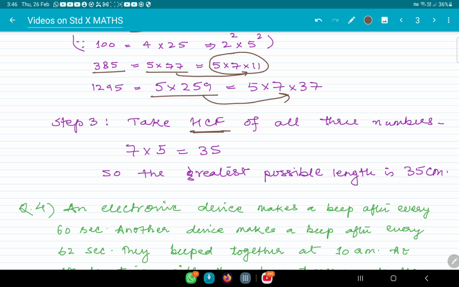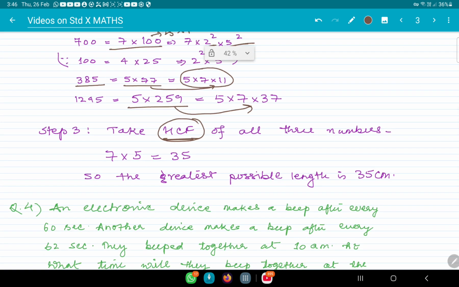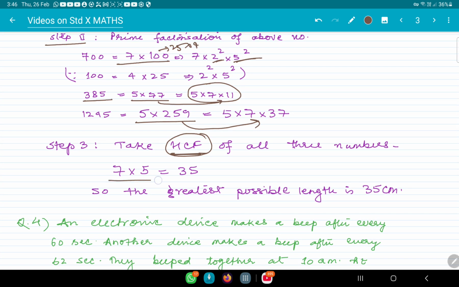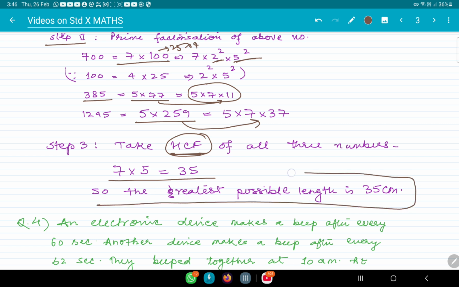So take HCF of all three numbers. HCF means we are taking the common factors. So this is 7 into 5, which is 35. So the greatest possible length is 35, and close the bracket. This is your final answer.